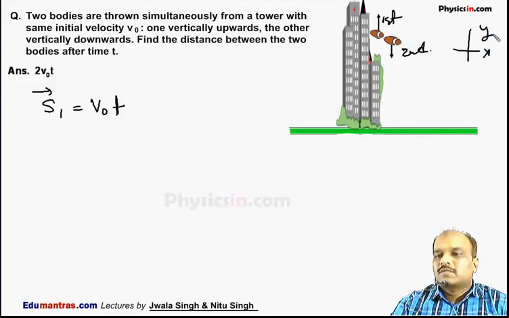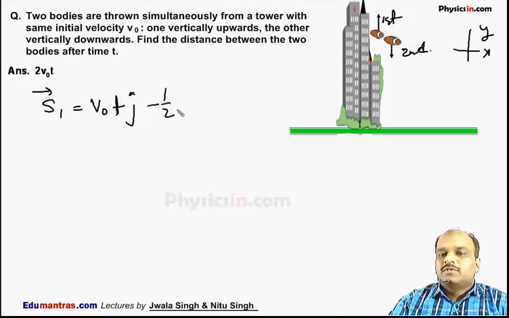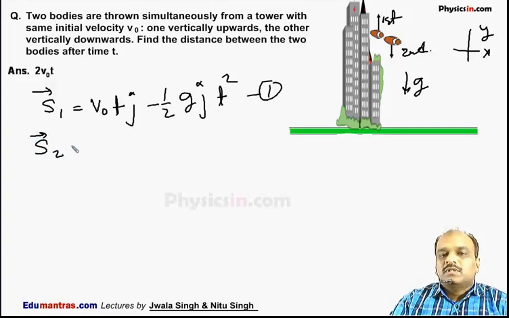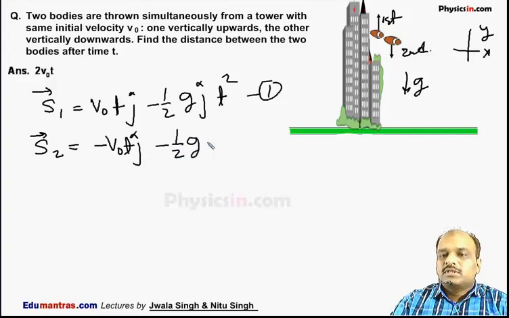This is the x axis, y axis. S1 is v naught t j cap plus half, g is directed downward, so g will act vertically downward. It is minus half g j cap into t square. This is the first expression. In the same way, the displacement of the second ball, S2, is minus v naught t j cap, because the second ball is thrown vertically downward, minus 1 by 2 g j cap into t square. This is the displacement of the second ball.